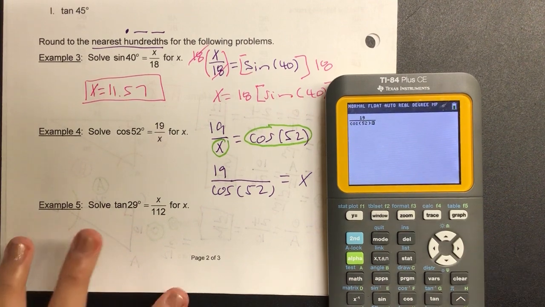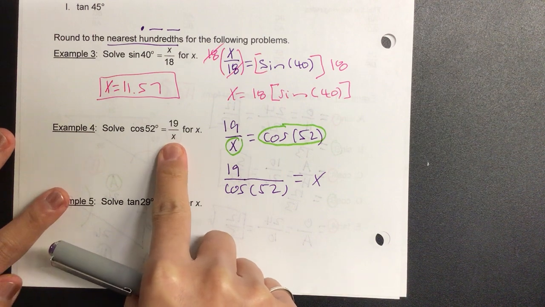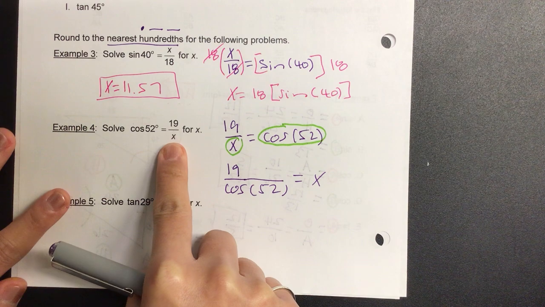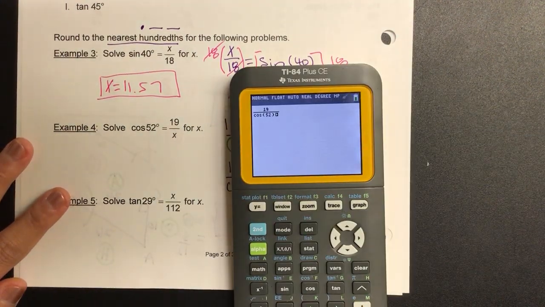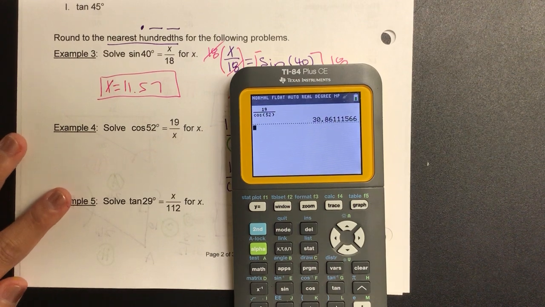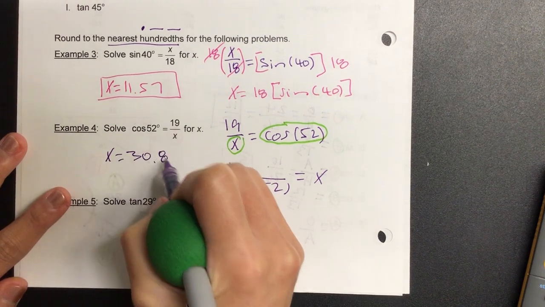And when I press enter, let's kind of anticipate something. Should the bottom of the cosine be greater than 19 or less than 19? Greater, because hypotenuse is always greater, correct? So when I press enter, I should get something greater than 19. Is that true? Yep. So we have x equals 30.86.